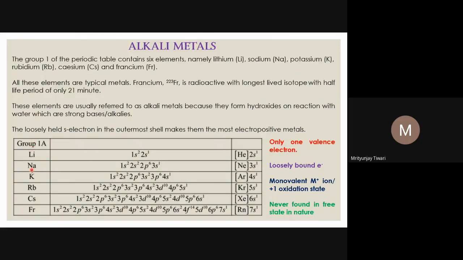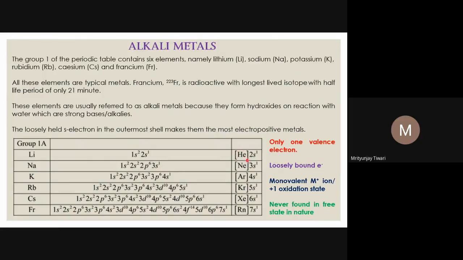And if you look at their electronic configuration: lithium, sodium, potassium, rubidium, cesium. Let us start with lithium. We know its atomic number is 3, so we write 1s2 and then 2s1 according to the above principle. Then sodium: 1s2, 2s2, 2p6, 3s1. This 1s2 is the electronic configuration of helium, so the electronic configuration of lithium can always be written as helium, then 2s1.